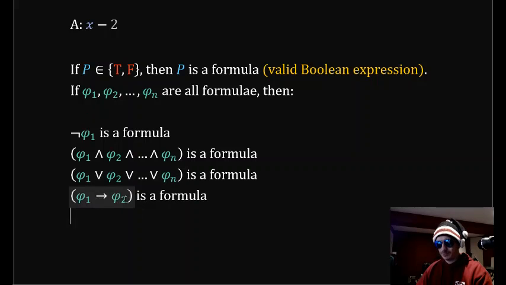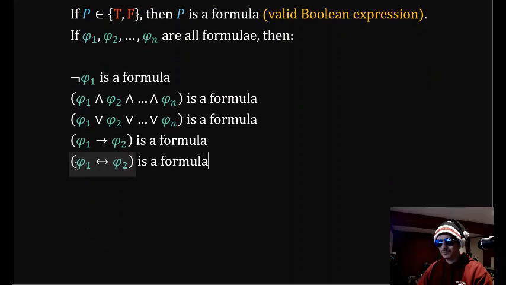Phi sub 1 implies phi sub 2 is a formula. Now note that this is not associative. This is a binary operation that only works on 2 formulae. And phi sub 1, if and only if phi sub 2 is a formula.